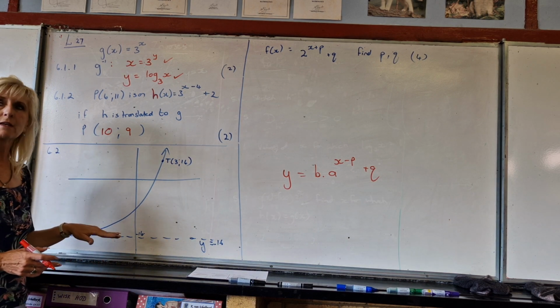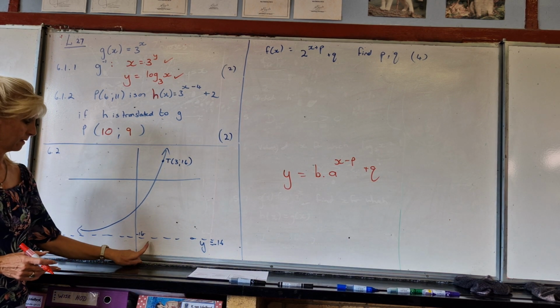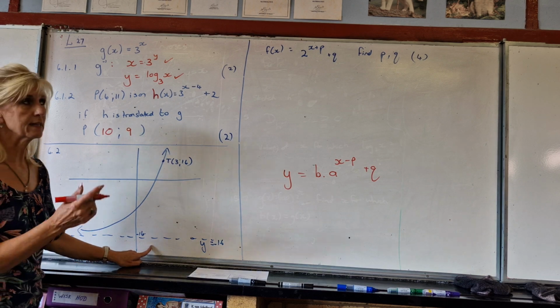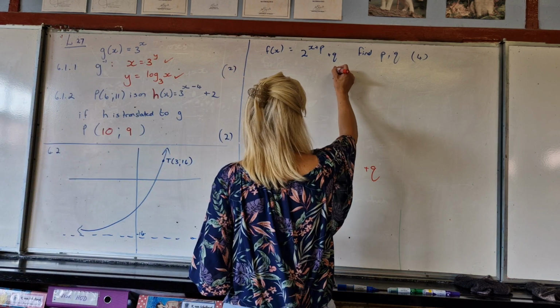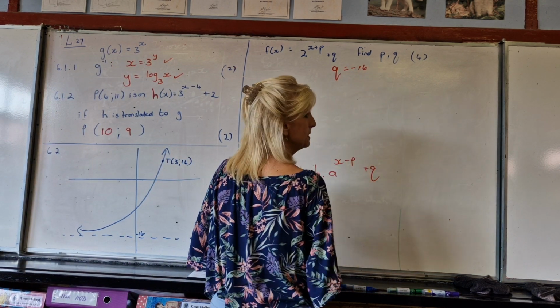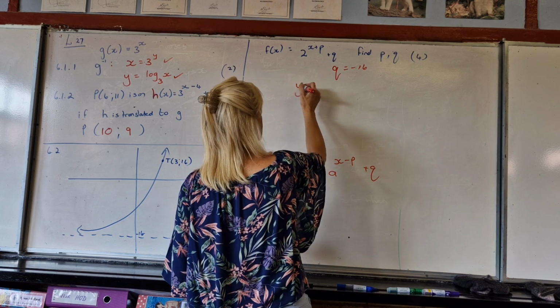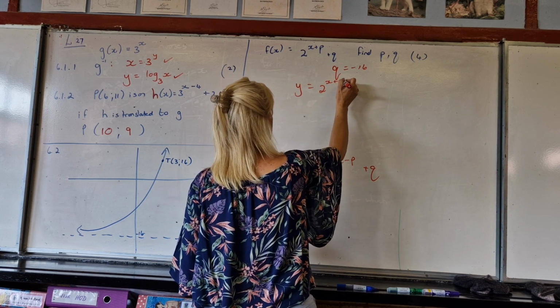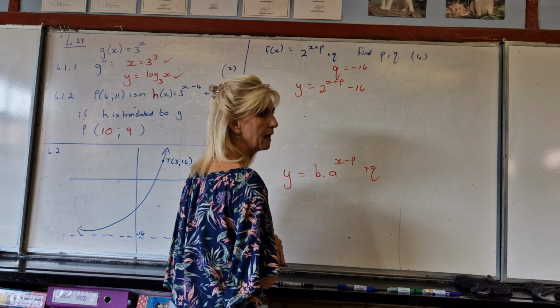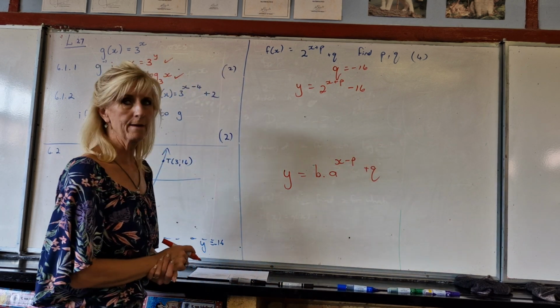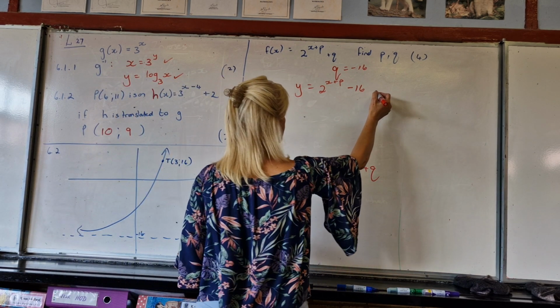So what's the first thing that you know? We know what q is. That q is negative 16. They asked me for that, so we say q is equal to negative 16. So far I know that y is equal to 2 to the x plus p, minus 16. And how many variables do I need to find now? Just 1. I do that by substitution.